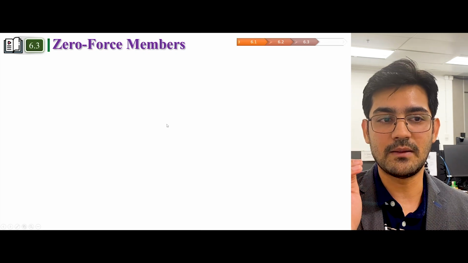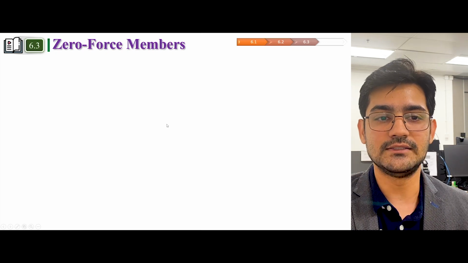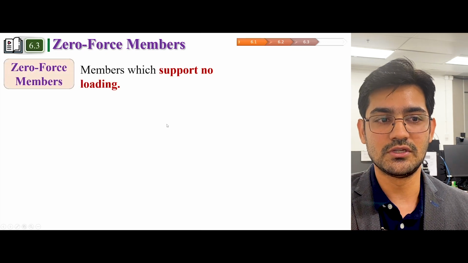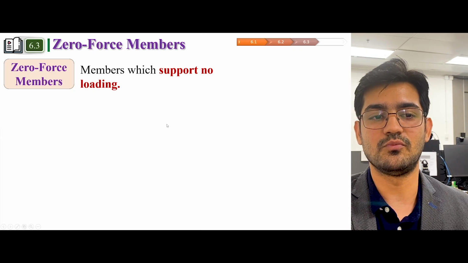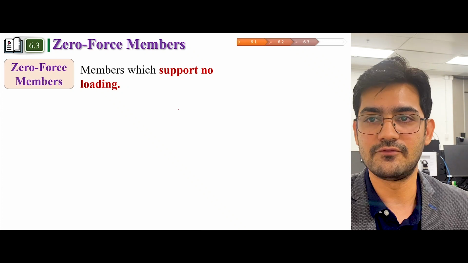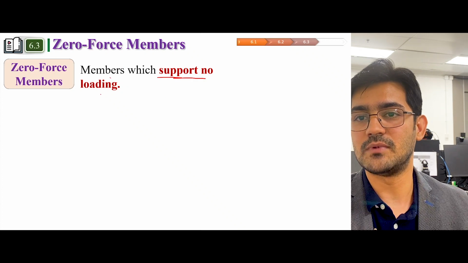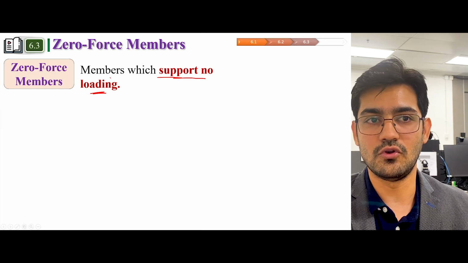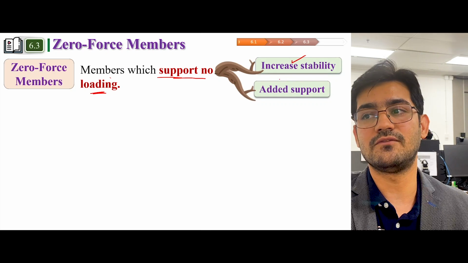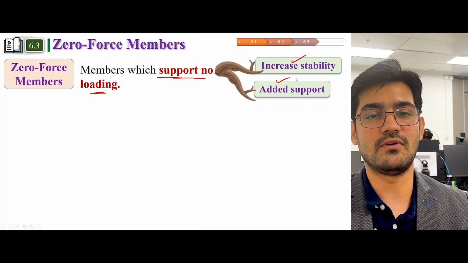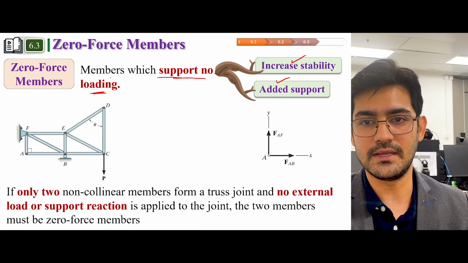So these zero force members are those members which do not support any loading, and they are used to increase the stability of a truss during construction and to provide added support if loading changes. So these members support no loading, and they help to increase the stability of a truss, and also provide added support. Now let me give you some examples.